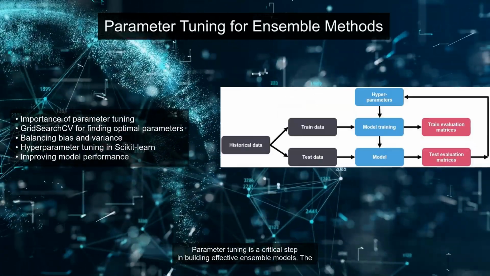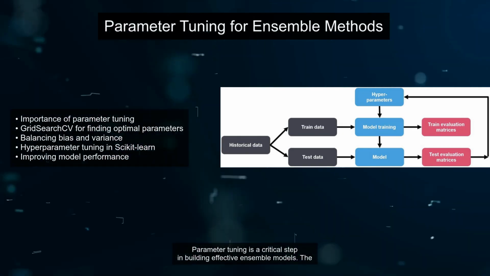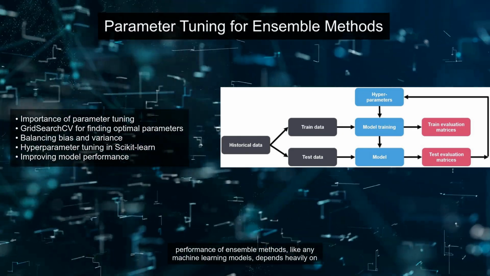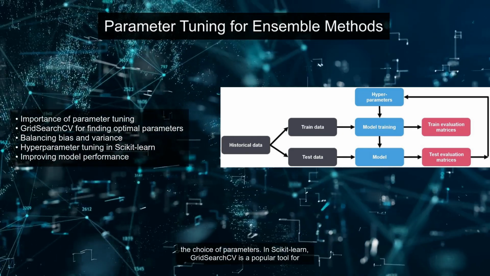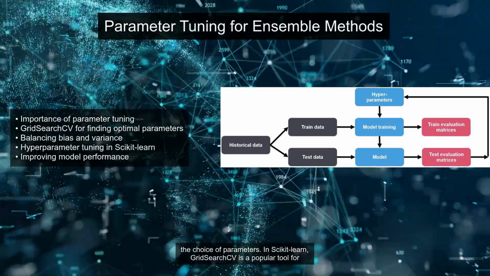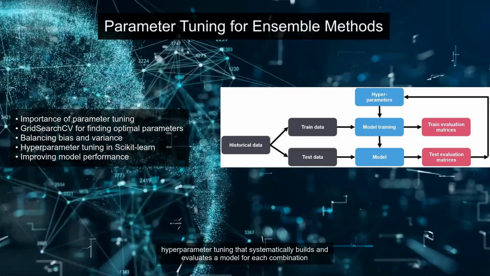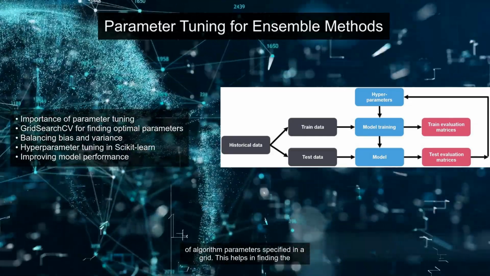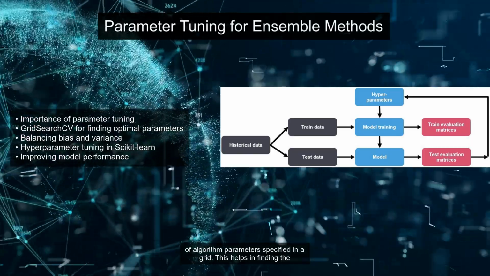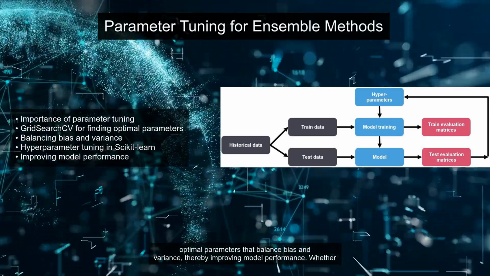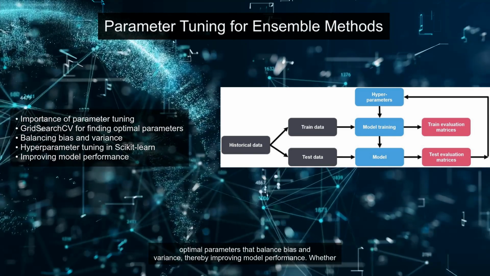Parameter tuning is a critical step in building effective ensemble models. The performance of ensemble methods, like any machine learning models, depends heavily on the choice of parameters. In Scikit-learn, Grid Search is a popular tool for hyperparameter tuning that systematically builds and evaluates a model for each combination of algorithm parameters specified in a grid. This helps in finding the optimal parameters that balance bias and variance, thereby improving model performance.